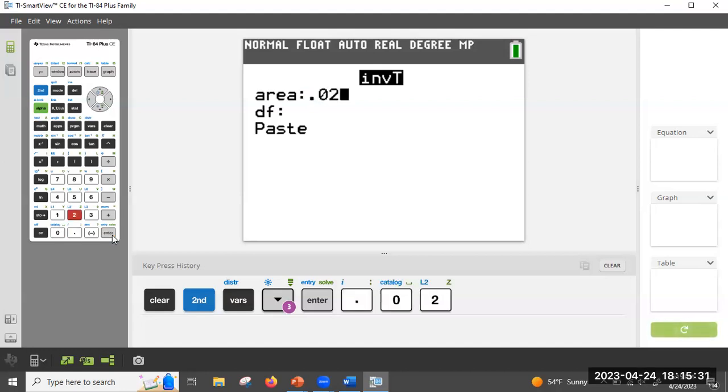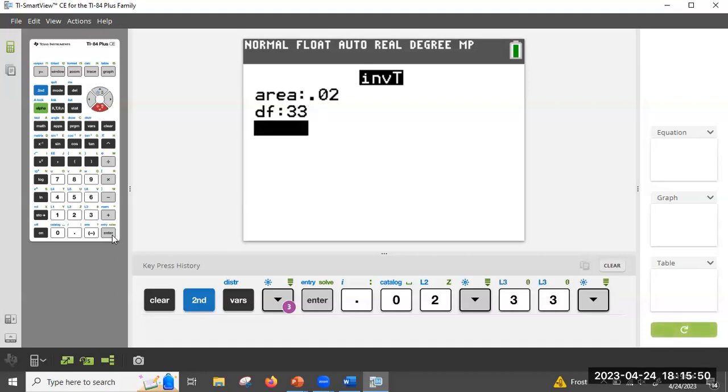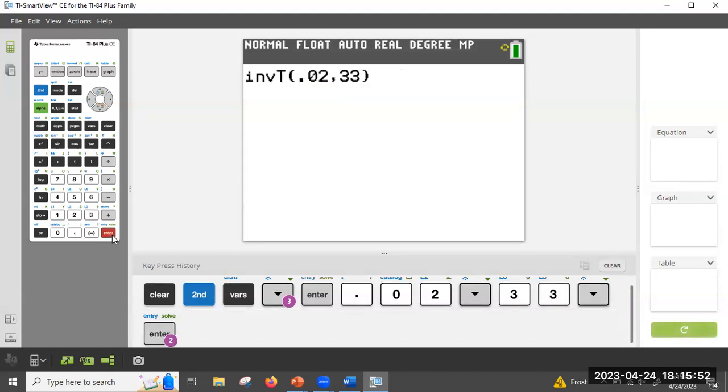Now, if you just put 2, like 2%, it's going to give you an error. So you have to remember we're using decimals. Now, then the degrees of freedom. How do I find degrees of freedom? Yes, good. Sample size minus 1. Our sample size here was 34, so we're going to use 33. Paste. And it's going to give me that number right there.